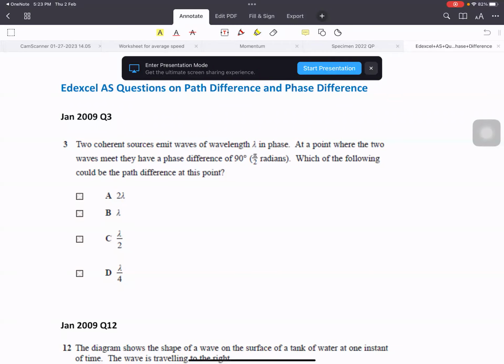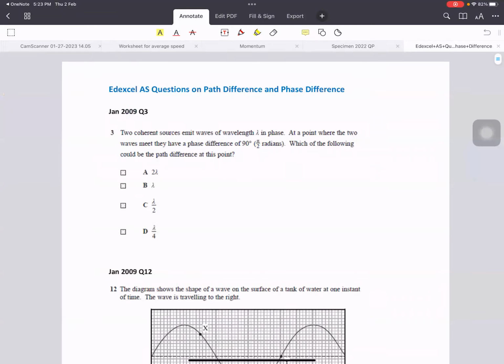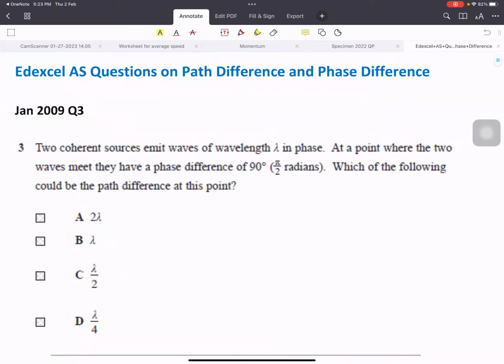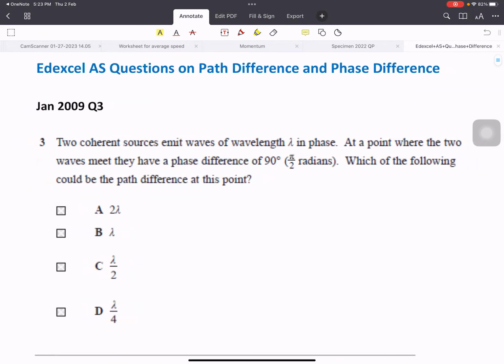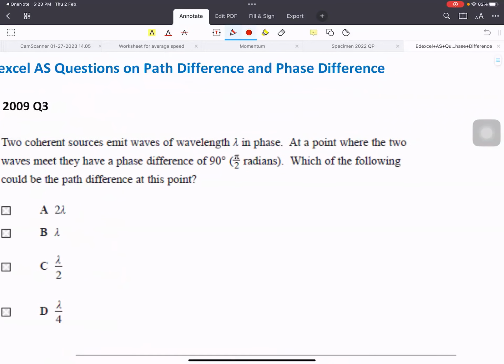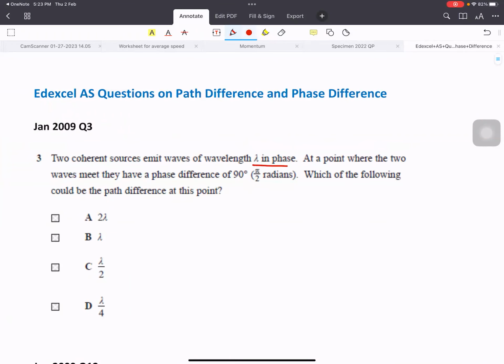All right. So for the first one, it says that two coherent sources emit waves of wavelength lambda in phase. At a point where the two waves meet, they have a phase difference of 90 degrees. Is that clear? Which of the following could be the path difference at this point?